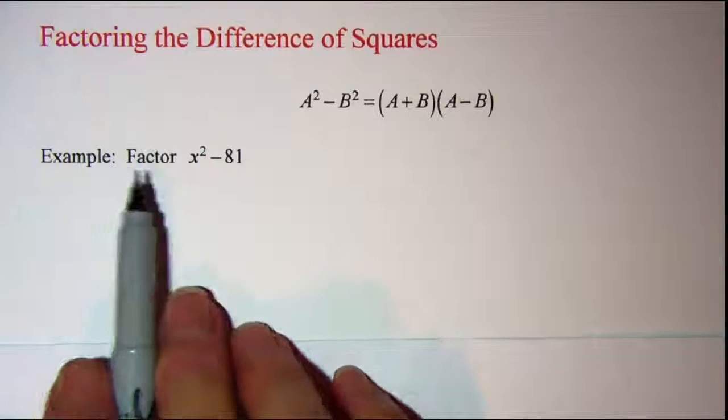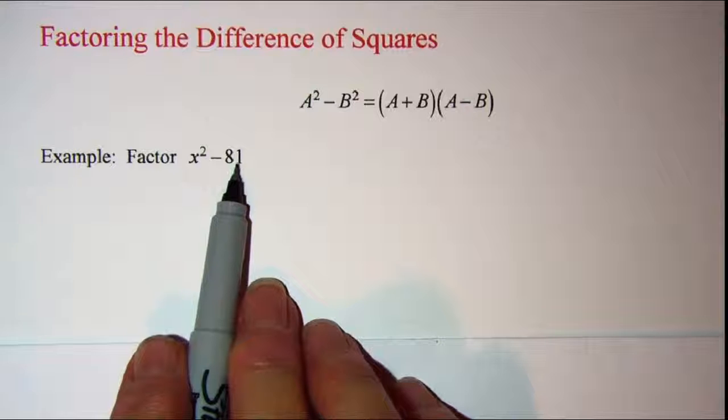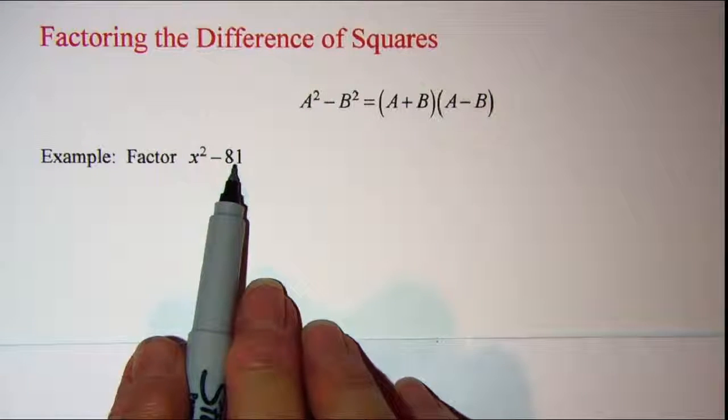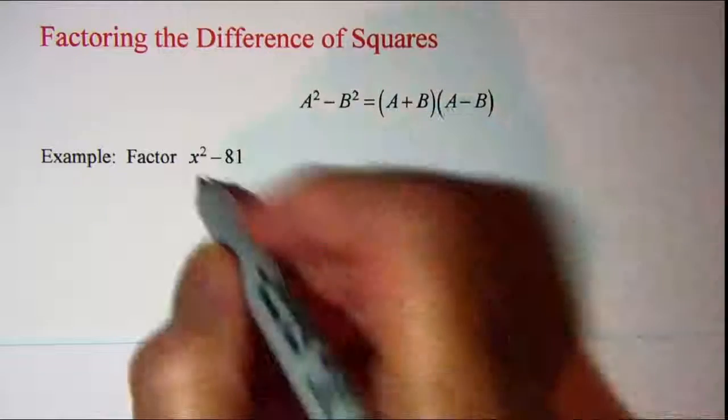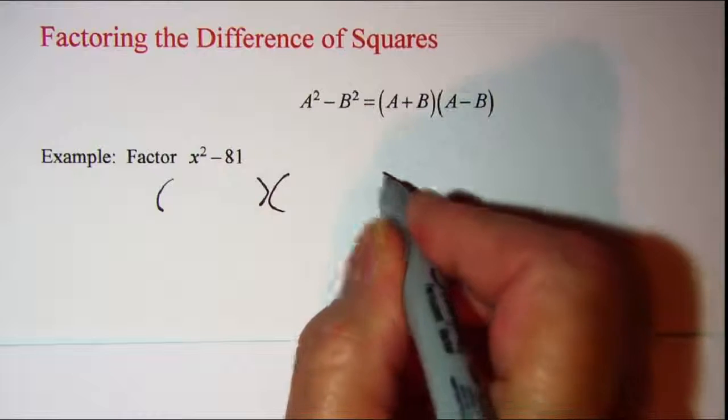Our first example is to factor x squared minus 81. Now we know that 81 is a square. The square root of 81 is 9. So I can use this rule. I'll write my two sets of parentheses.